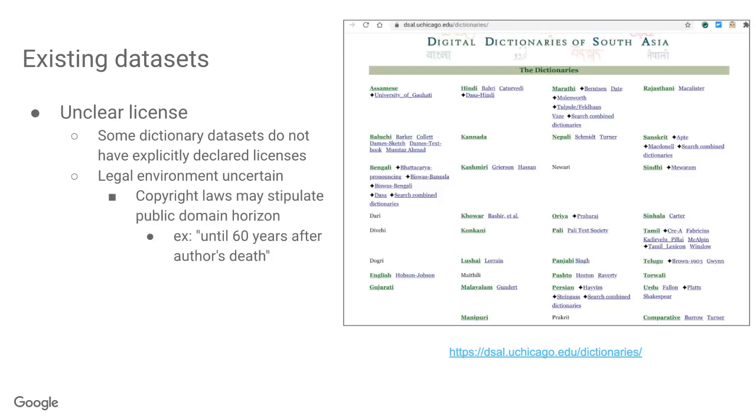For example, there might be copyright laws in a country that stipulate a public domain horizon. In other words, after a written work has been published, they retain the copyright until 60 years after the author's death, for example, after which the written work goes into the public domain and anybody can use it in any way. However, getting an official government rubber stamp approval to verify that, yes, this written work is now in the public domain can be very difficult.